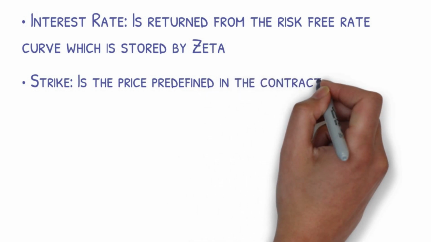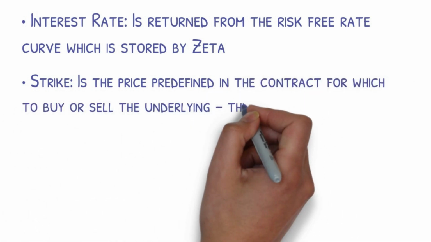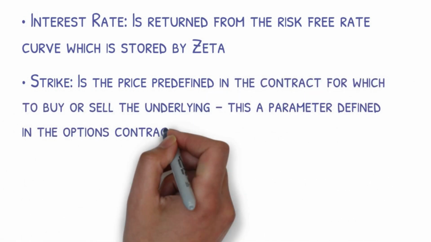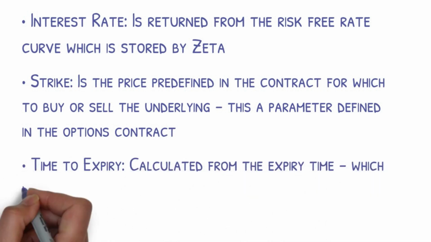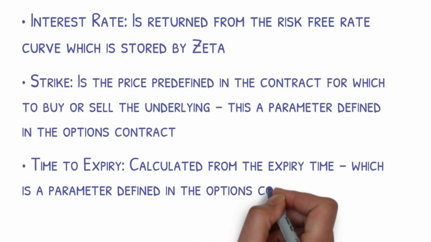Interest rate is returned from the risk-free rate curve, which is stored by ZETA. Strike is the price predefined in the contract for which to buy or sell the underlying. This is a parameter defined in the options contract. Time to expiry, calculated from the expiry time, which is a parameter defined in the options contract.